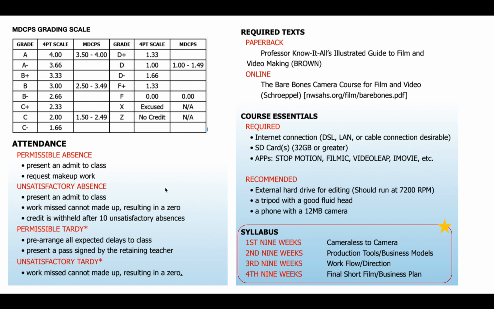One of the key things, we're going to jump right down to the syllabus. I think this is critical. It gives you an overview. First 9 weeks, we're doing cameraless to camera. So they get to learn about flipping the flip book. They get to learn about the zoetrope, how to build these things, and actually create a mini 1 minute film in the first 9 weeks. Then we go into production tools, business models, workflow, direction, final shot of a film, and then presentation of a business plan.